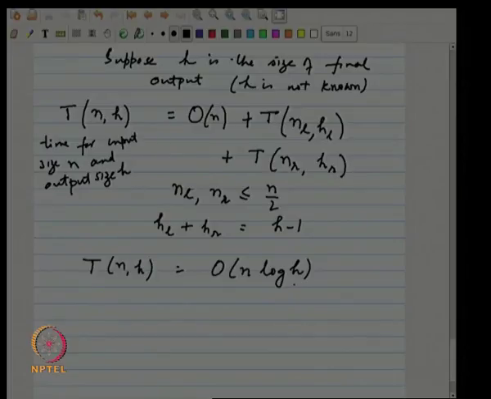Now, if you look closely at this solution, n log h, what is the maximum value of h? n. So the maximum running time is n log n, which is what we found even with the lower bound argument, and the other algorithms also give us n log n. When h is small, for instance constant, this is order n. So it interpolates nicely between all kinds of output sizes, small to large.